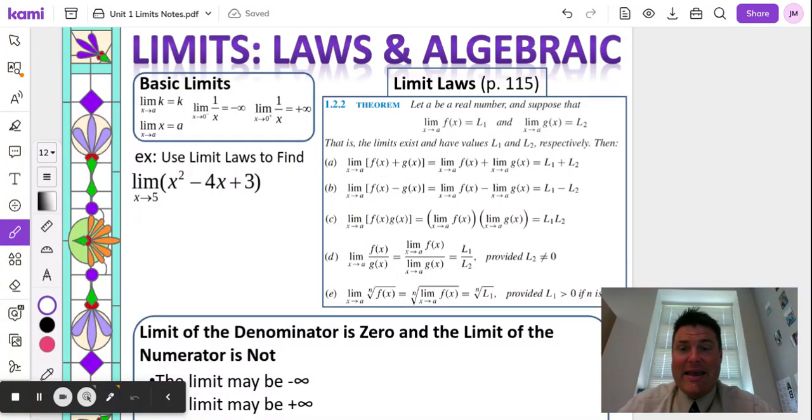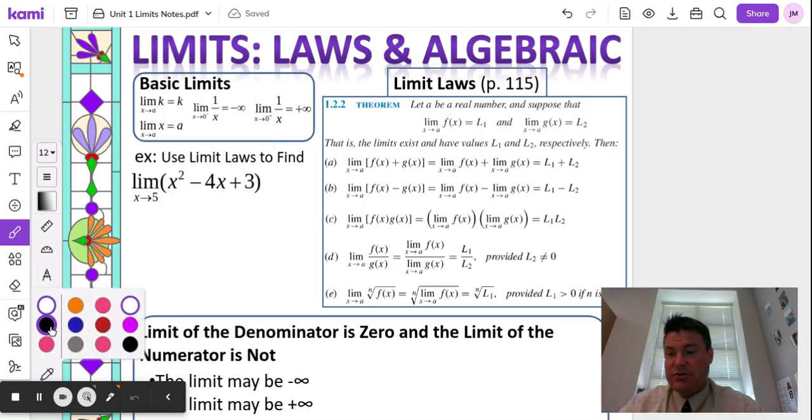This was an AB and BC set sent out. We're going to work on limits with laws in algebraic. So let's go ahead and get started here. There are some basic limits that you do need to know and to understand here up in this part.